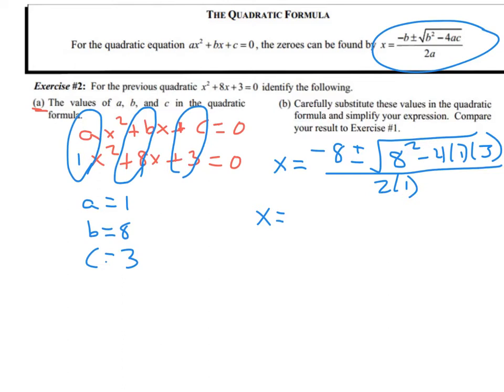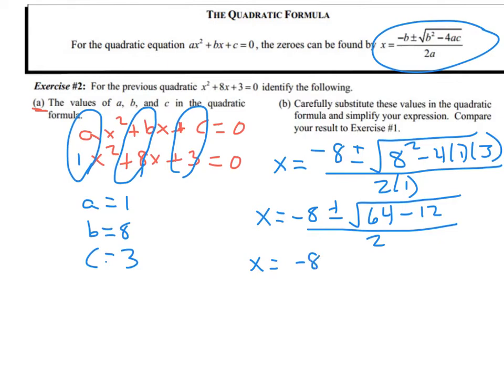So x is equal to negative 8. Start cleaning this up. Plus or minus the square root of 8 squared is 64. And if you multiply negative 4 times 1 times 3, you get a minus 12. All over 2. So x equals negative 8 plus or minus 64 minus that is 52, all over 2. And here's where you got to start breaking it up.